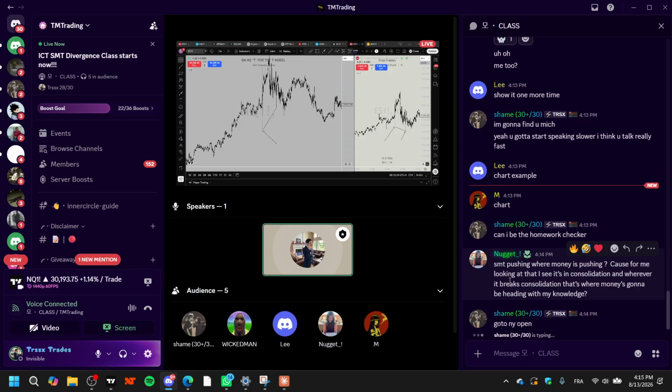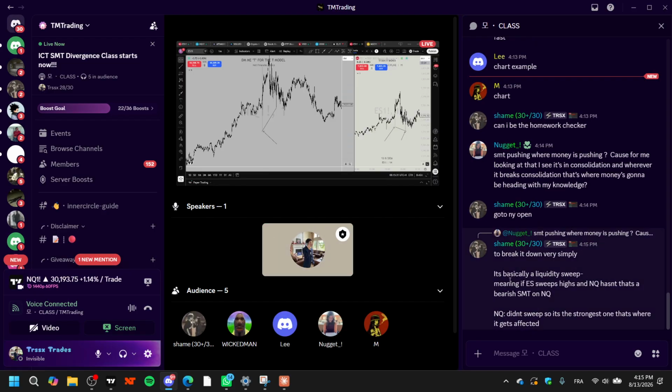Yeah, it can be the homework checker, of course. Was that a good example right here? And what kind of SMT would that be? SMT pushing where money is pushing, because for me looking at that I see its constellation, and whatever it breaks constellation, that's where money is going to be heading with my knowledge.